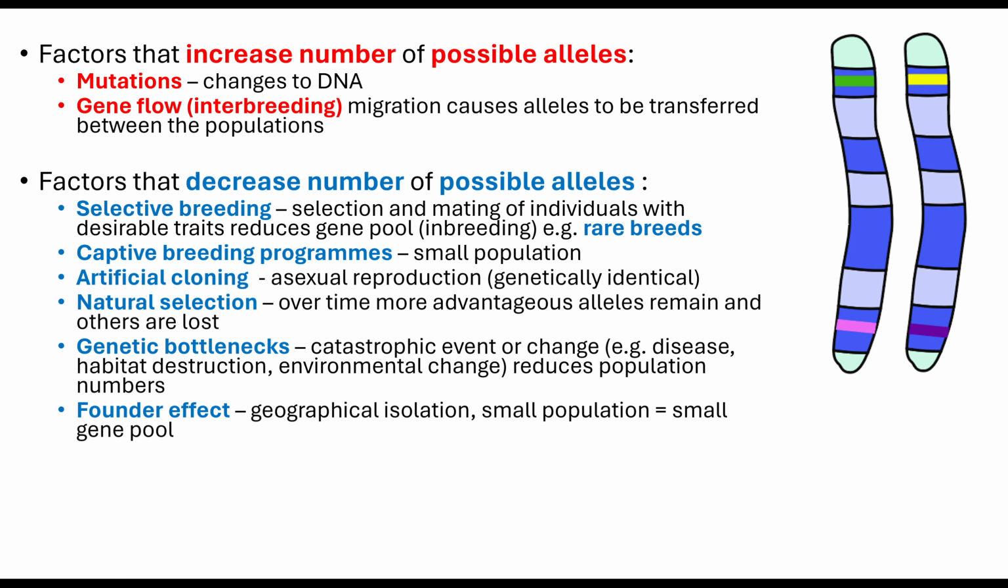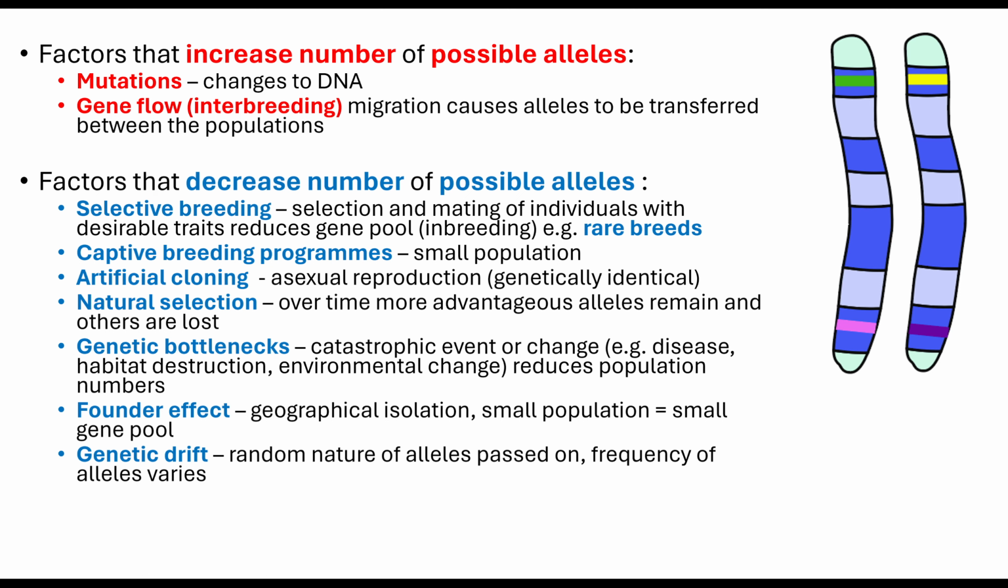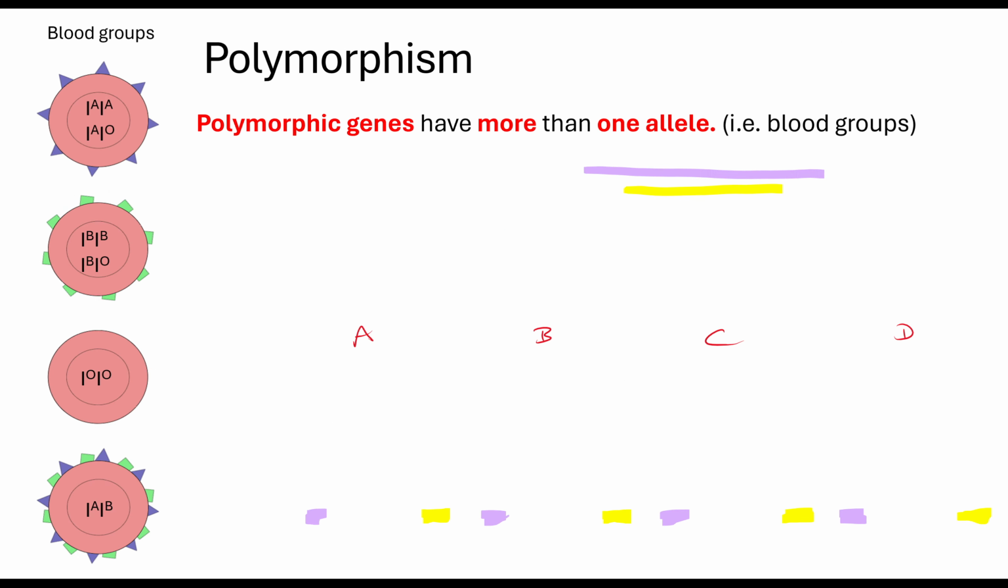You have the founder effect. If there is any type of geographical isolation, a river has separated species, or maybe a new road has been built in an area, if you've got a small population, you've got a small gene pool. And then you have genetic drift, the random nature of alleles passed on, therefore the frequency of the alleles is going to vary. So these are factors that will either increase the number of possible alleles, so increase the genetic biodiversity, or decrease the genetic biodiversity.